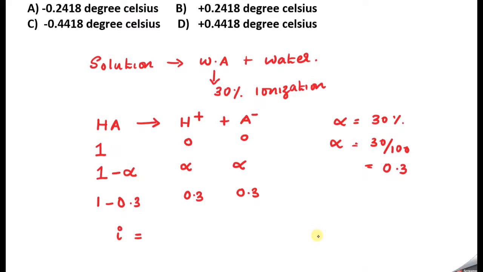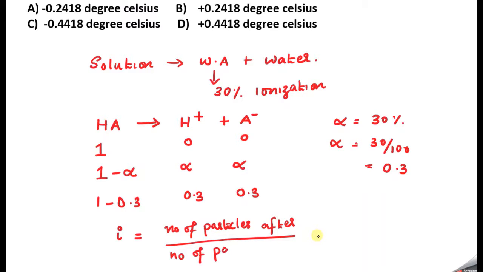So i is equal to what? Actually the basic definition, that is the number of particles or the number of moles formed after dissociation or association divided by the number of particles before.